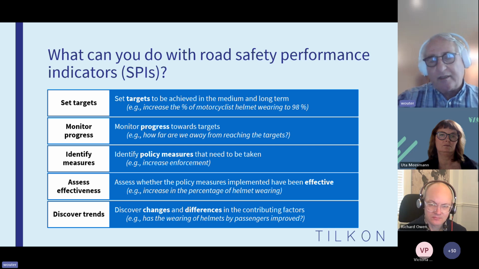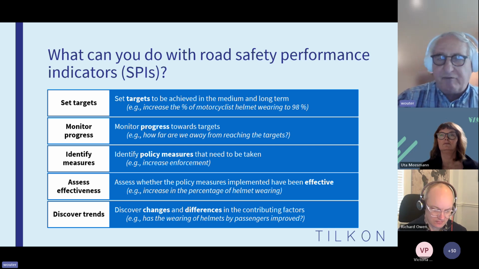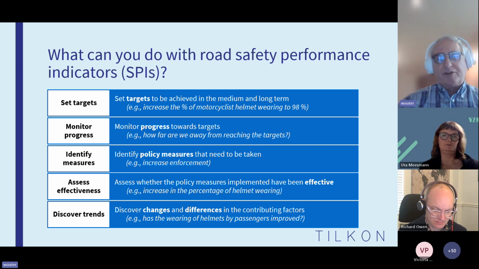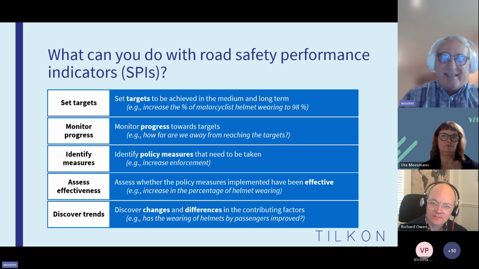I already told you that you can assess the effectiveness, and something which you can also do with fatality figures, by breaking down the values of indicators to certain regions, to certain groups, to certain age groups, etc. You can actually see, based on the difference, where the trends are.